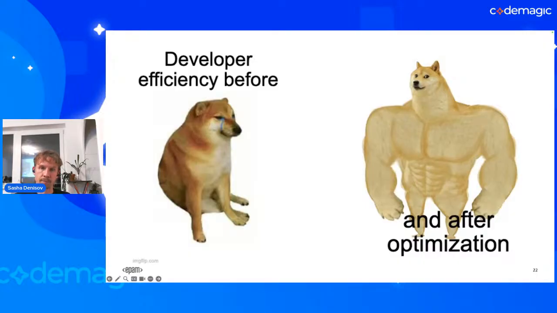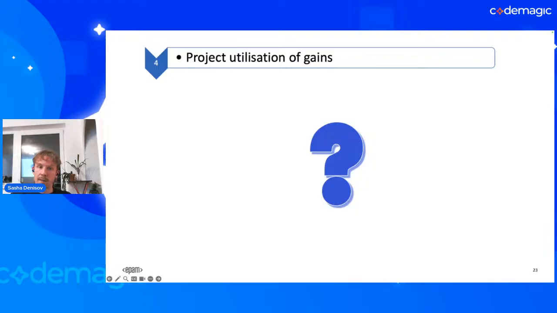The next step: project utilization of gains. So now your team can do the same amount of work with fewer people. What should you do with that extra capacity? It's like your team was hired more people without actually hiring anyone. So the real question is, what will you ask them to do now?